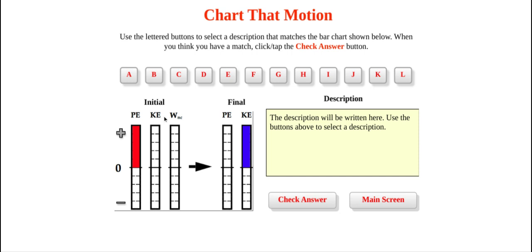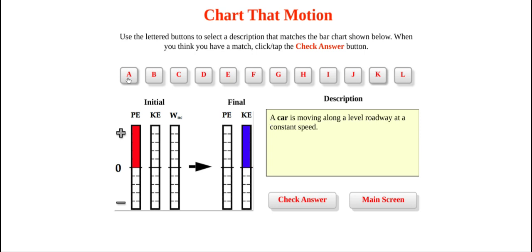Down here we have two different bar charts to show you the initial energy state and the final energy state. Your goal is to select one of these up here, A through L, that gives you a description that matches this. The initial state of energy is potential energy, and the final state is kinetic energy. It could be something like our egg drop device, where the egg started at the top of the balcony with gravitational potential energy, mgh. As it dropped, the Earth exerted a conservative force of gravity to convert that potential energy into kinetic. Something along those lines.